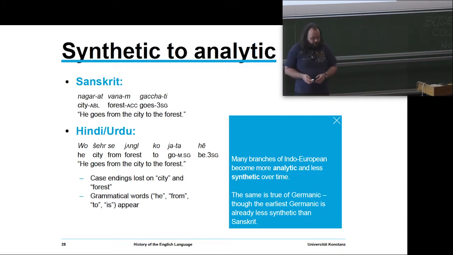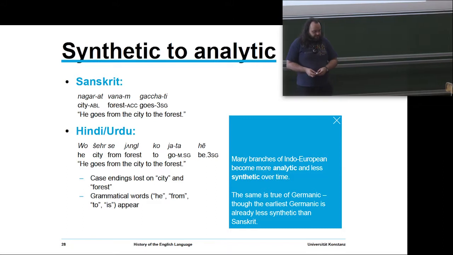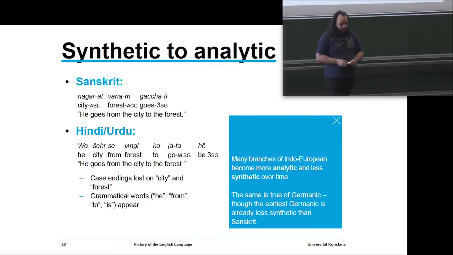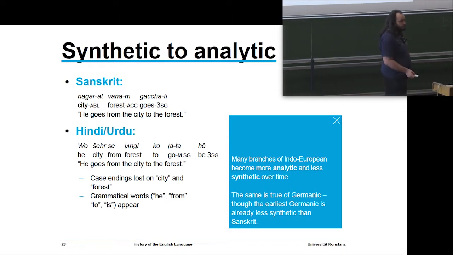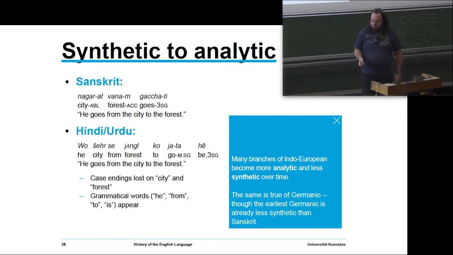What we see in its modern descendants is that these endings fall off, basically. They grind down, they fall off, they are eroded, to borrow a geological metaphor. And so then you have Hindi or Urdu, its modern descendants, where the case endings are lost. So here, for instance, we've got an example. He goes from the city to the forest. And here you've lost any case endings on words like city and forest.